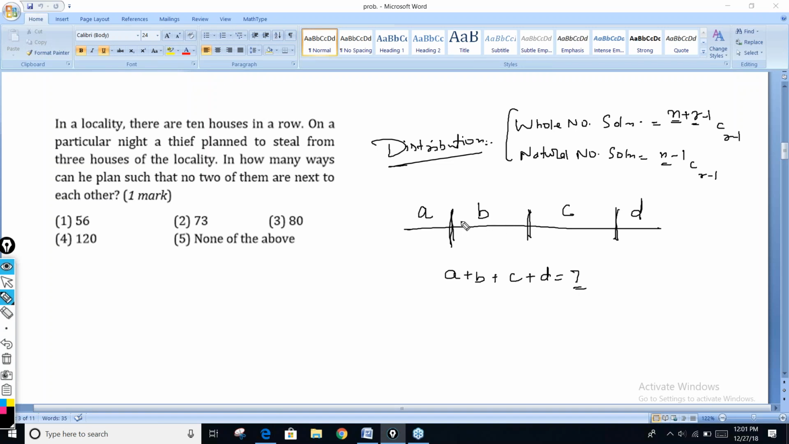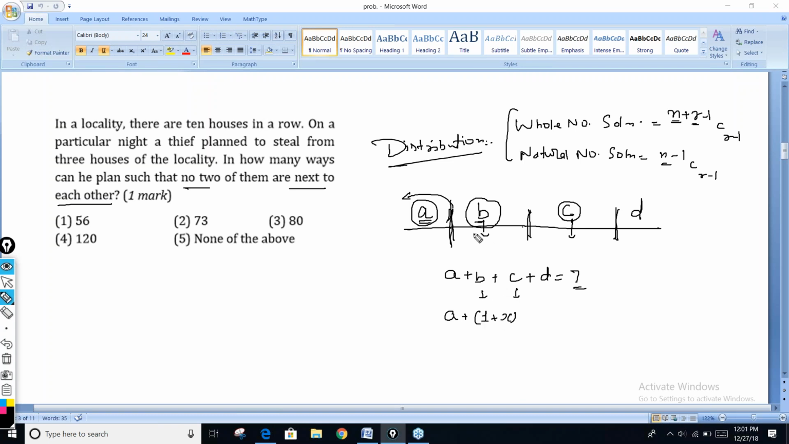Now, is it necessary that there should be a certain number of houses towards this left side? That may be the first house. No condition is contradicting. There may not be any house to the left side. But look at B. Between these two houses, there should be at least one house. I cannot take 0. If I take 0, then these two houses will be next to each other. But it is given that no two houses should be next to each other. So there should be at least one house between these two, and there should be at least one house between these two. So what I'll do, I'll replace B with 1 plus something.